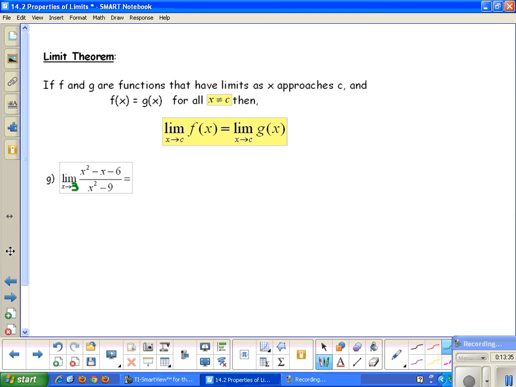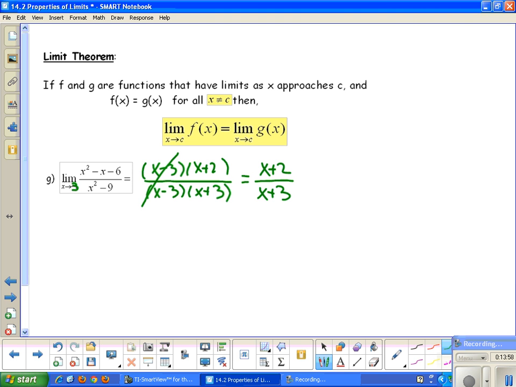If you look at the numerator versus the denominator, one technique is factoring. If I factor this equation, I get x minus 3 times x plus 2 over x minus 3 times x plus 3. So this is what we did when we simplified rational functions. The x minus 3 and the x minus 3 cancel out to leave me with x plus 2 over x plus 3.